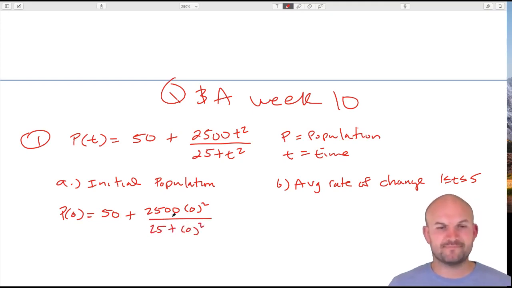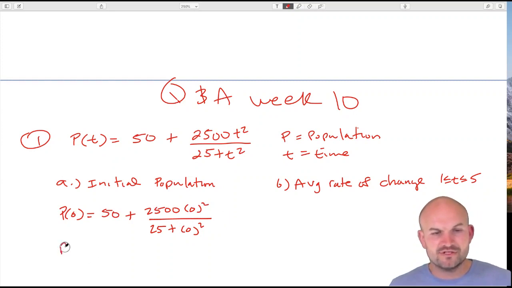I got it. Okay. So anyways, as we put t equals 0, that's going to make the numerator 0, and obviously when the numerator is 0, everything is 0, so we can see that the initial population here is 50 frogs.